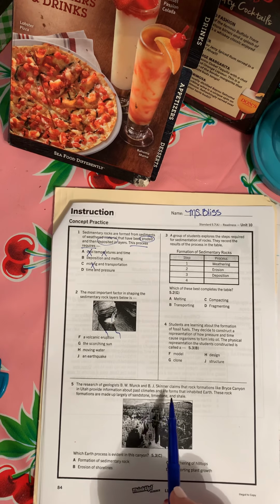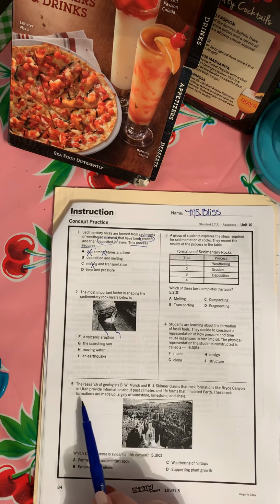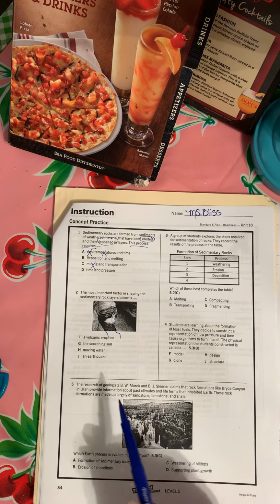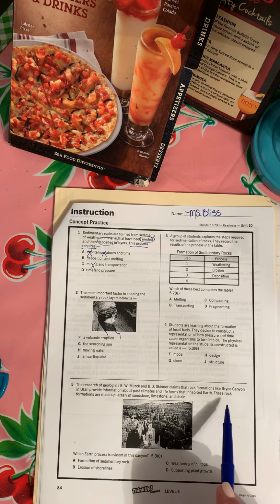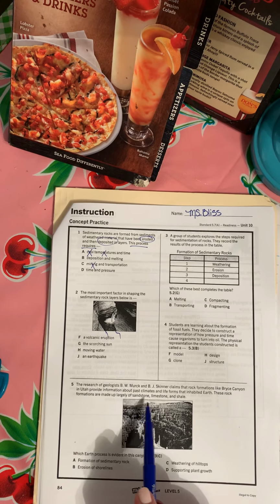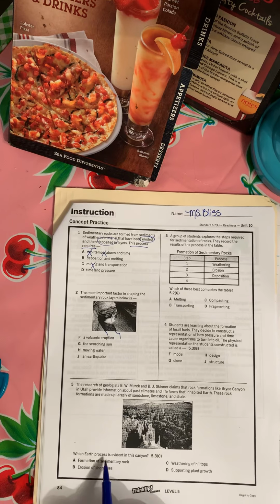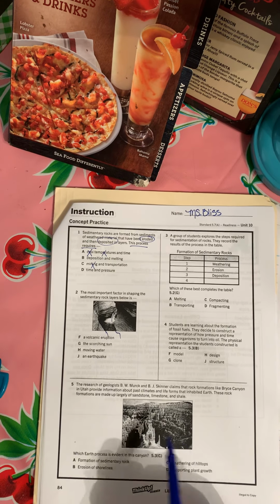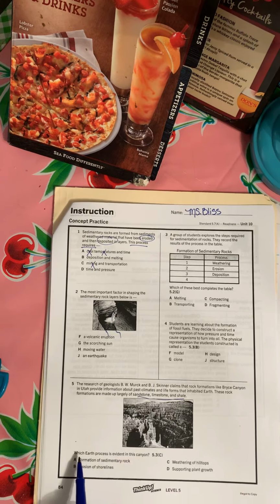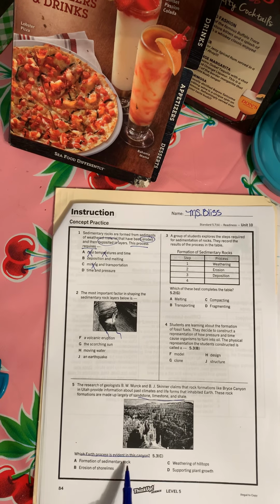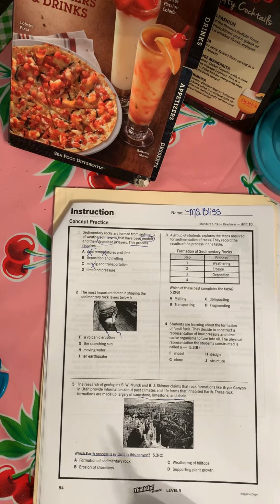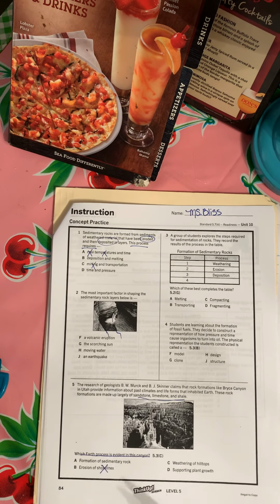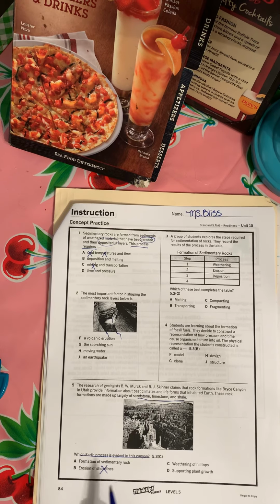The research of geologists B.W. Merck and B.J. Skinner claims that rock formations like Bryce Canyon in Utah, it's beautiful, provide information about past climates and life forms that inhabited Earth. These rock formations are made up largely of sandstone, limestone, and shale. Which earth process is evident in this canyon? Remember, it's got sandstone, limestone, and shale. Formation of sedimentary rock, erosion of shorelines, weathering of hilltops, or supporting plant growth. We know that Utah is not anywhere near a shore. Okay, and what are we studying?